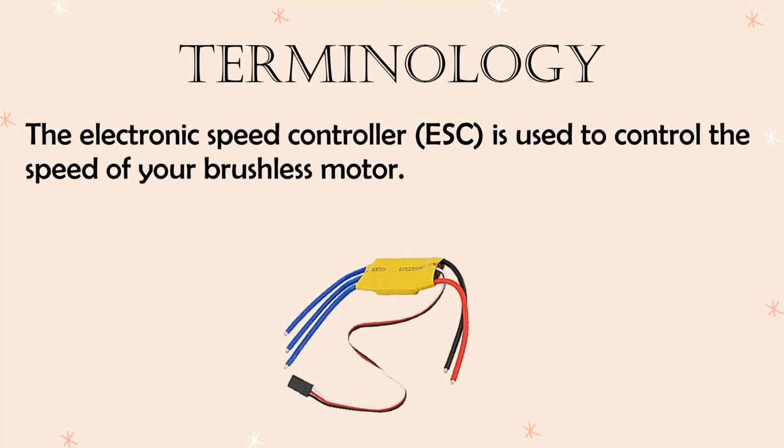Continuing on, to control the speed of your motor, you need an electronic speed controller, denoted as an ESC. This ESC analyzes how much throttle you put on the radio transmitter, and that is how it's able to control how fast the motor will spin. So, the role of the ESC is to control how fast your brushless motor will spin.